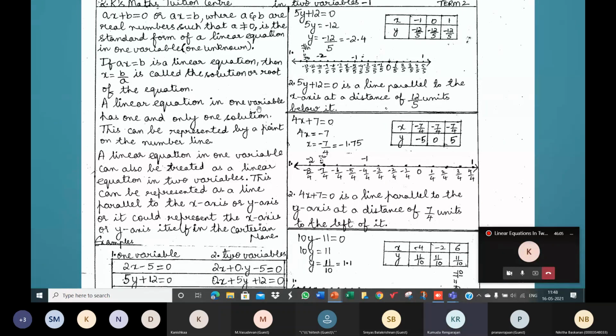So a linear equation in one variable has one and only one solution. Let's understand this. Now let's take the example x plus 2 is equal to 0. Solve and find the value of x. x is equal to minus 2. Minus 2 is the only solution of the equation x plus 2 is equal to 0.